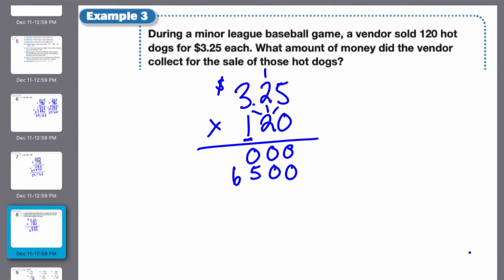Now I'm on to my 1s. 2 zeros for placeholders. 1 times 5 is 5. 1 times 2 is 2. 1 times 3 is 3. Add those up.